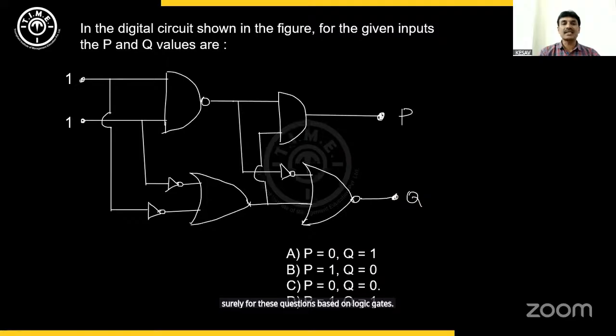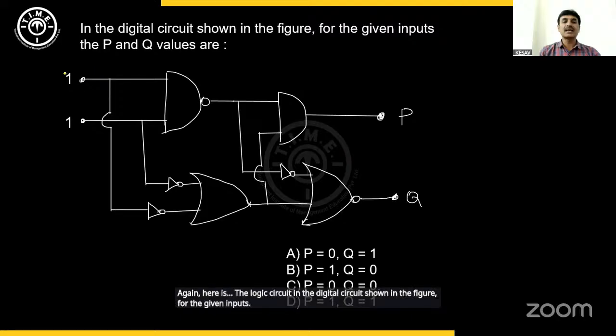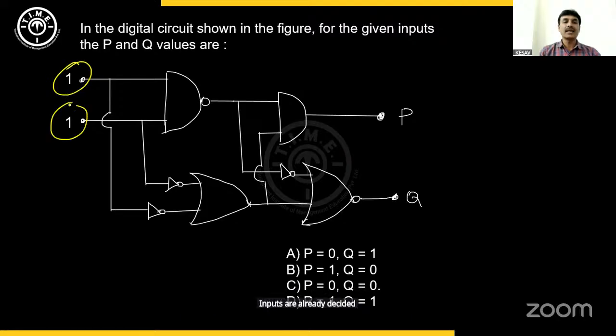Moving to the next question. Again, here is a logic circuit. In the digital circuit shown in the figure, for the given inputs, which are already decided here, 1 and 1 are the inputs. The values of P and Q are actually the outputs. As inputs are known, you don't have to try with different combinations. Just proceed with these inputs.